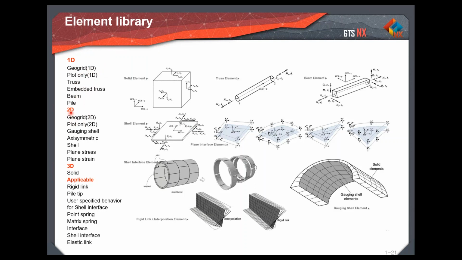And this is a 2D. Suppose we are interested in 3D modeling, and I would like to generate a 2D element like a geogrid in layers. So I need to go for geogrid 2D. So we have a geogrid 2D, a gauging shell, a normal plate or shell element, and plane stress and plane strain elements. So these are all our 2D elements.